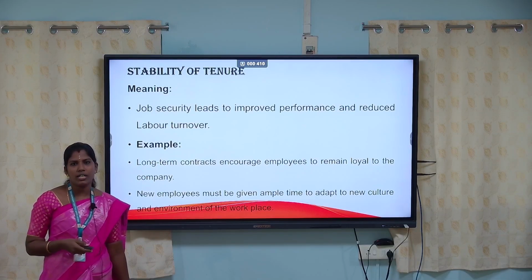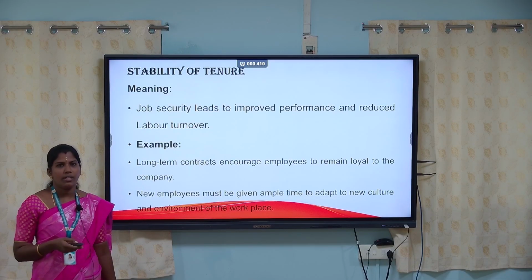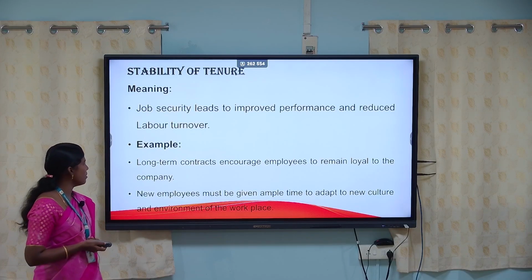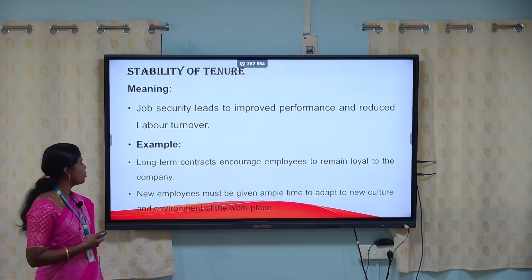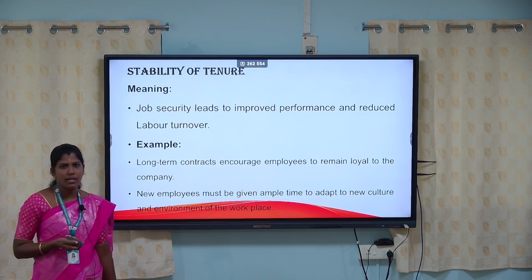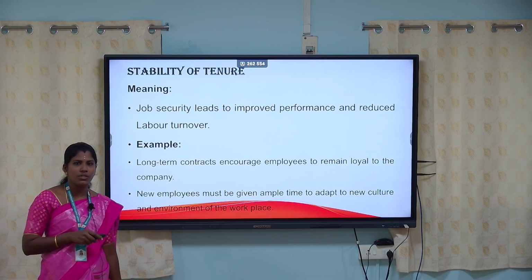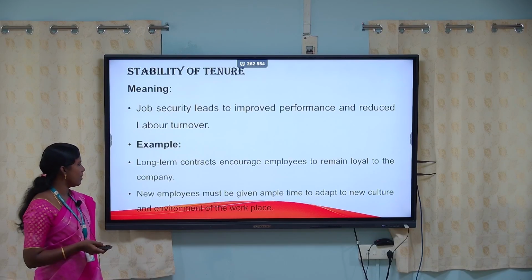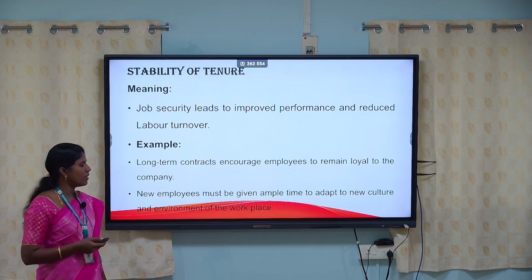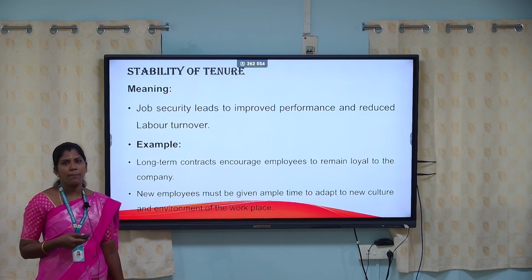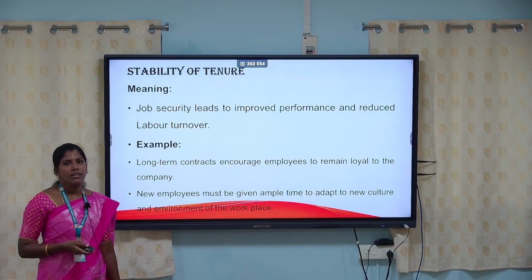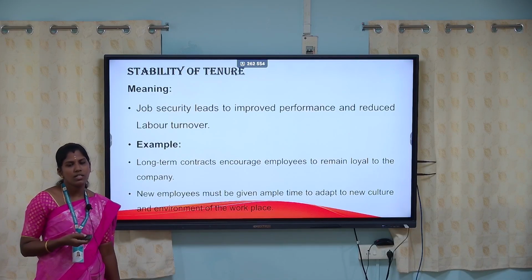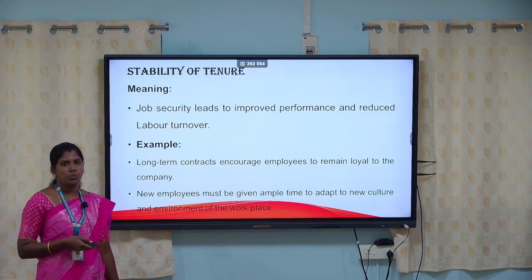Every organization should reduce their labor turnover. This will avoid the disbelief of the employees. Example: long-term contracts encourage employees to remain loyal to the company. The employee becomes loyal because they have job security and trust in the organization. New employees must be given ample time to adapt to the new culture and environment of the workplace. If an organization changes employees again and again, the work will be delayed. Sometimes they are not experienced in that field, and we lose the experienced person.